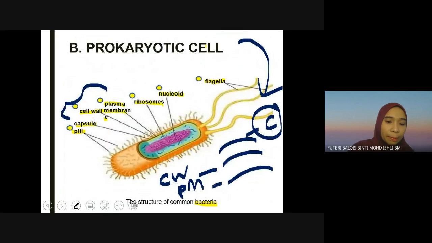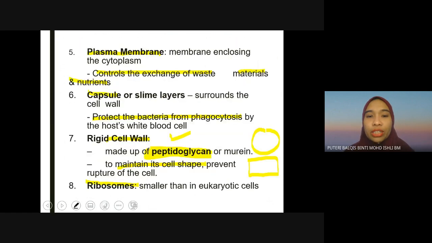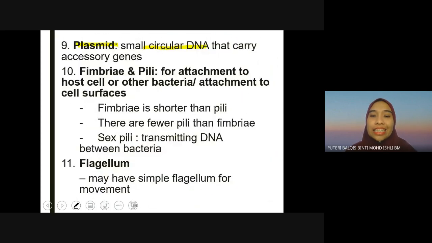For example, I draw plasmid. Color lain, color purple. Plasmid adalah macam ni. Okay, bentuk bulat macam tu. Okay, plasmid adalah double stranded DNA. Dia berbentuk bulat. And the function is to carry accessory genes. Okay, the function is to carry accessory gene. Alright, and then we have fimbriae or pili.